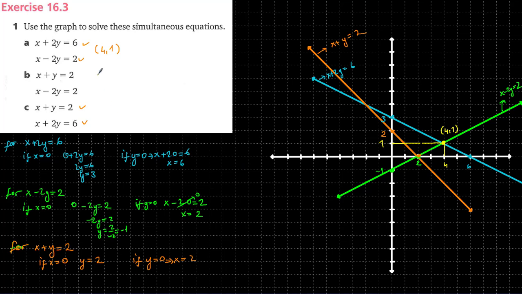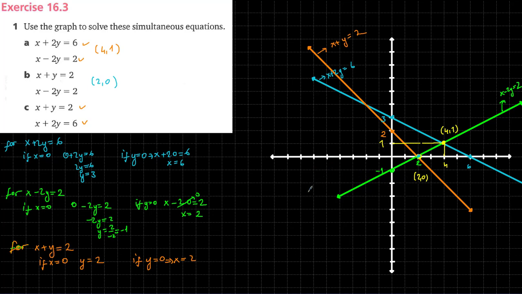The second one: x plus y is equal to 2, which is the brown color, and x minus 2y is equal to 2, which is the green color. Brown and green are intersecting at this point, so the coordinate is 2 and 0. So the second one is 2 and 0. Here is the intersection point of the green one and the brown one.